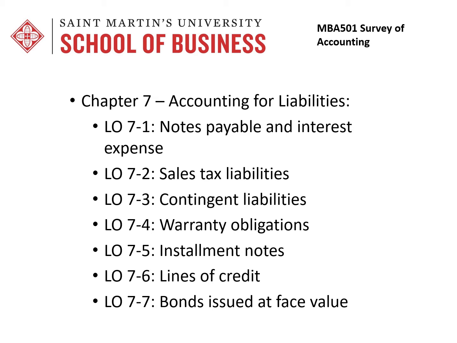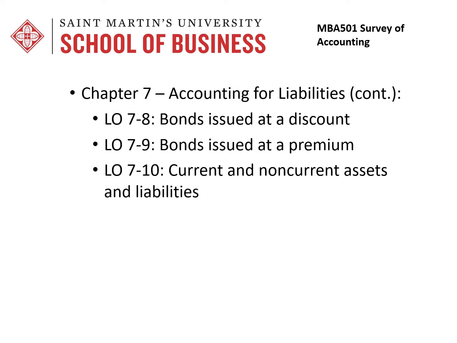In the next part of the lecture, in part 2, I'll talk about lines of credit, which are fairly straightforward, and then I'll get into bonds, which are a little bit more complicated, but that's when companies borrow larger amounts of money. And we'll talk about bonds that are issued at face value, at a discount, and at a premium. And then I'll end by just talking about current and non-current assets and liabilities, the way we categorize those items on a balance sheet, and the additional information that we can glean from looking at things in that way.